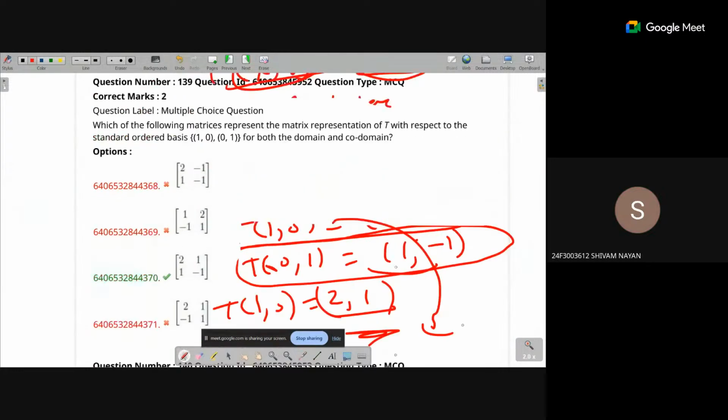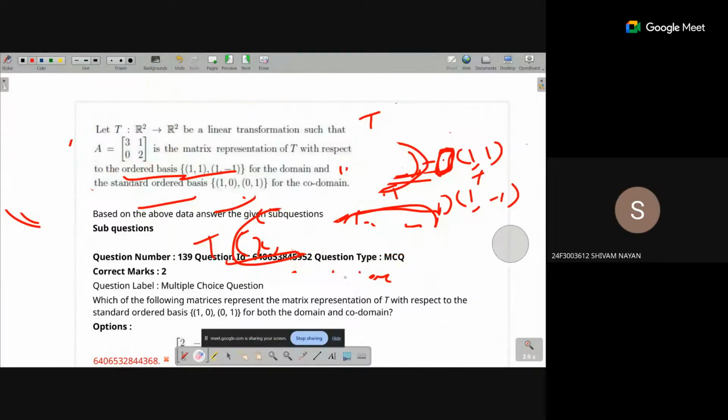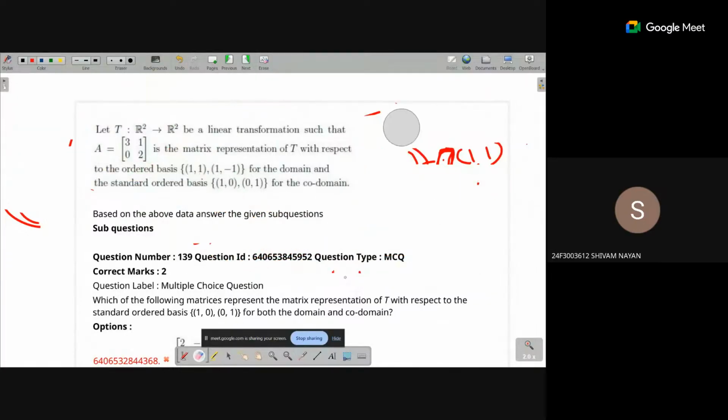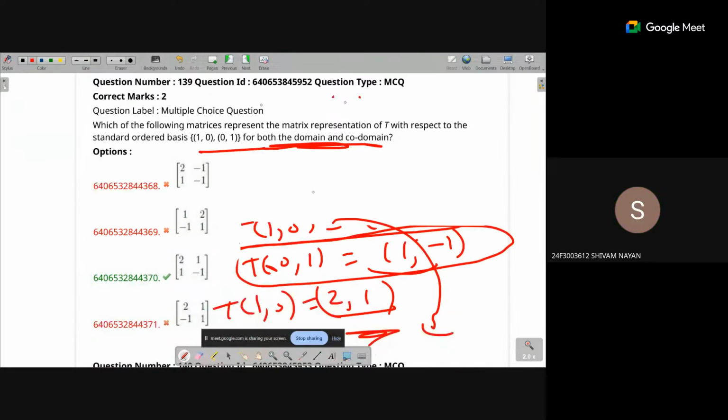If in the question it is written that 1 0 and 0 comma 1 are for both domain and codomain, but what if the basis for the codomain is different in this question? Yes, it is for both now, but if the basis for the codomain is different, then what? Okay. So the transformation of 1 comma 0 arrived at 2 comma 1.